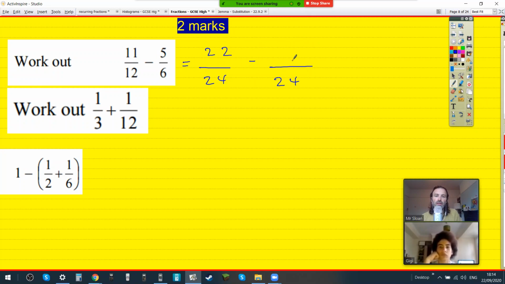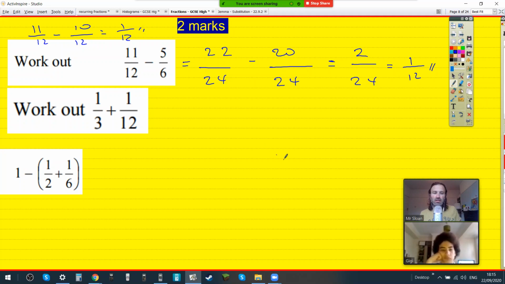And this one? 5 over 6 is the same as what over 24? 20 over 24. Yeah. And any idea how you do that? Oh, you just take the top off the other one. So it'll be 2 over 24. Should be 1 over 12. Very good. And if you notice it from the beginning, the lowest common denominator was actually 12. So you could just keep the first one the same, and then the second one would be that, and you get the same answer. It's all the same.